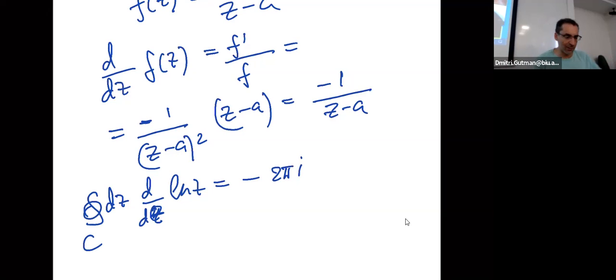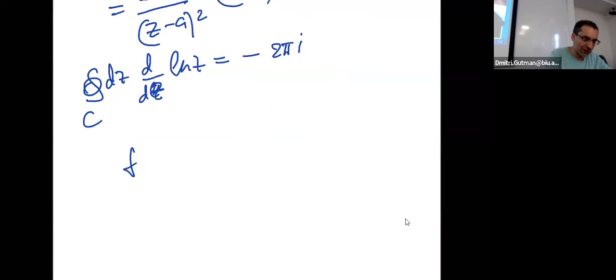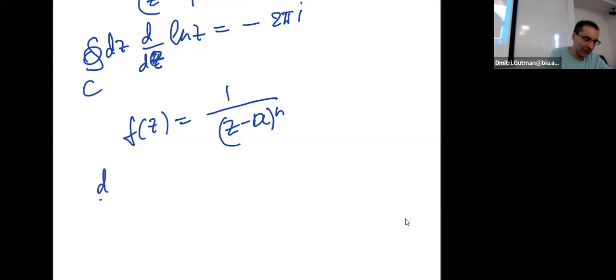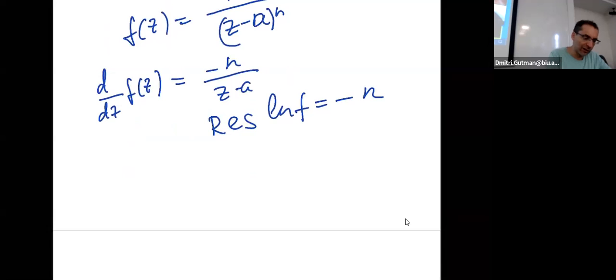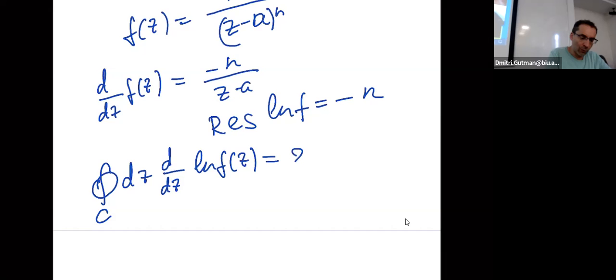Similarly, if we consider a function f of z which has a pole of degree n, then its logarithm derivative will be minus n divided by z minus a. And therefore, the corresponding residue of the logarithm of f will be minus n. And the integral along contour C of dz, d over dz logarithm f of z, will be 2 pi i times minus n.